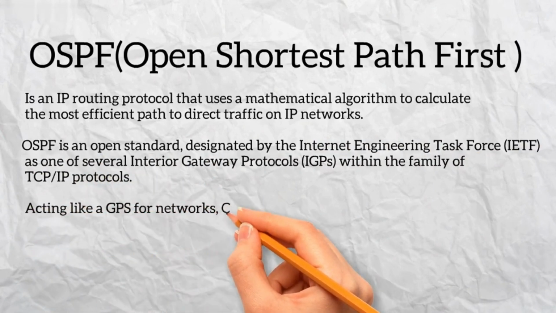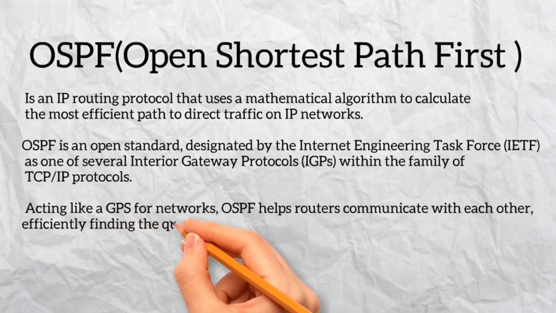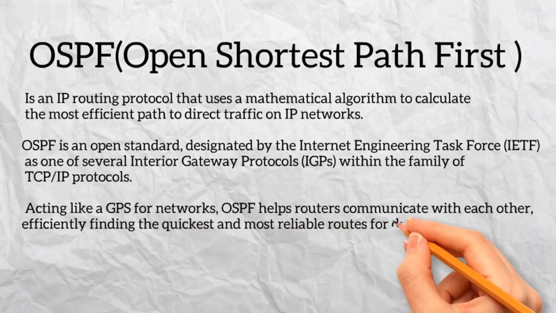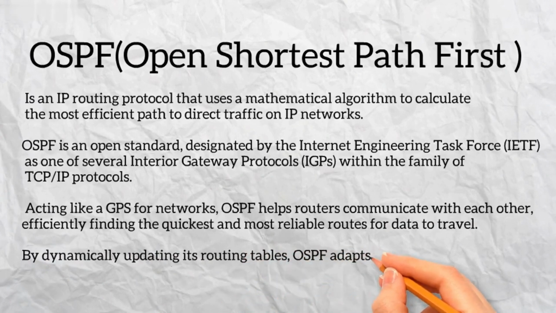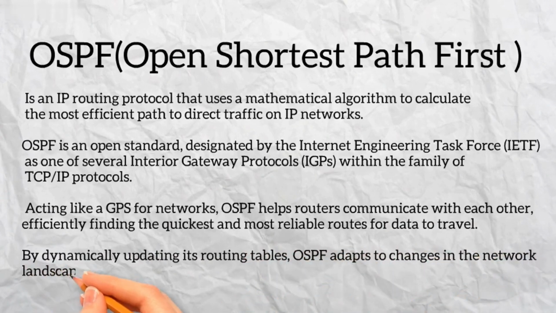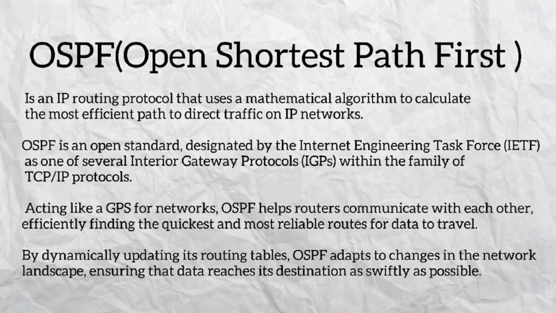Acting like a GPS for networks, OSPF helps routers communicate with each other, efficiently finding the quickest and most reliable routes for data to travel. By dynamically updating its routing tables, OSPF adapts to changes in the network landscape, ensuring that data reaches its destination as swiftly as possible.